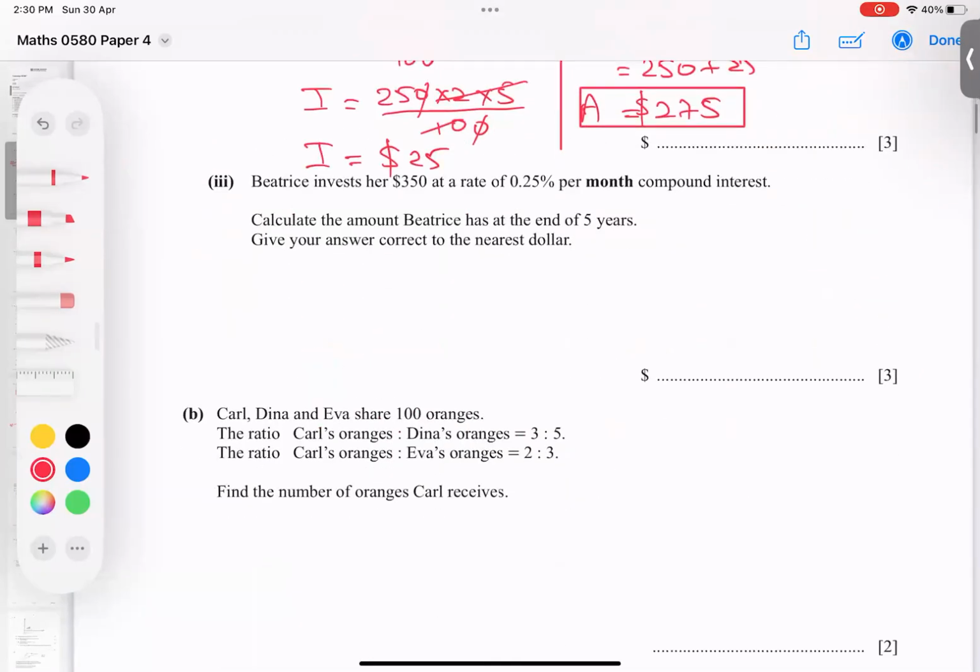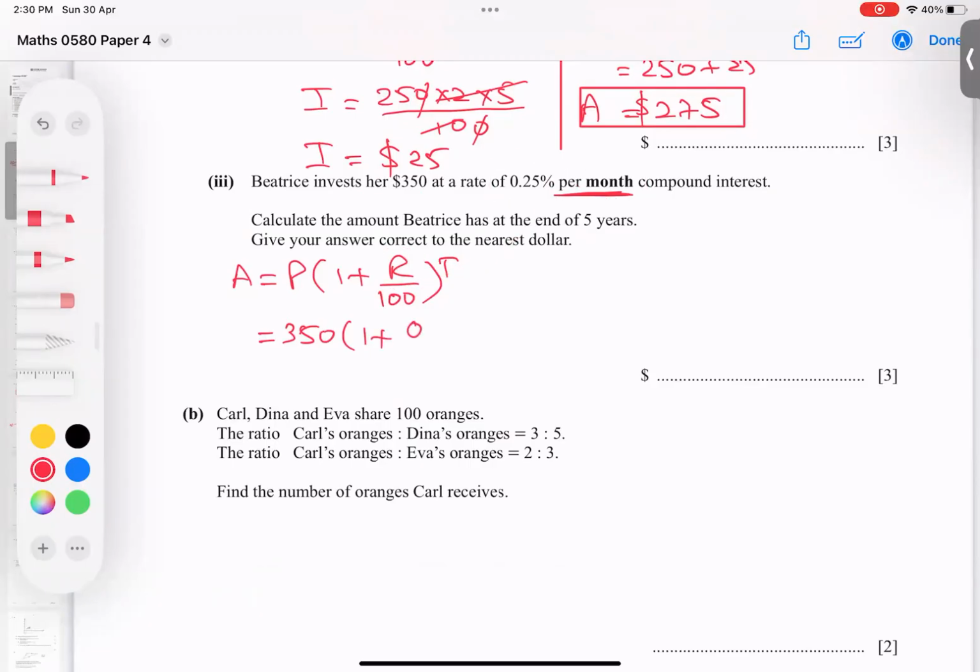Let's go for the next question. B invests this $50 at a rate of 0.25% per month. The very interesting part is coming: per month. Okay, and the compound interest formula, you know it very well: A equals P times (1 plus R by 100) to the power T. P is the investment, so I can plug in 350. No issue at all. The rate of interest is 0.25 per month.